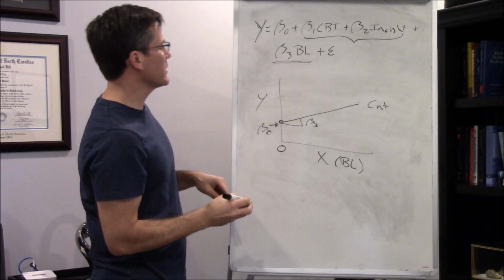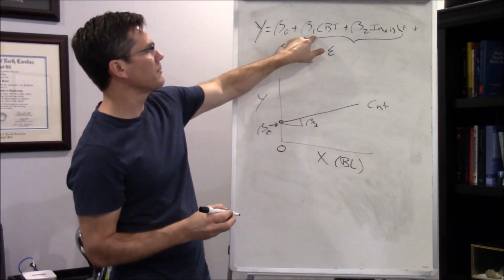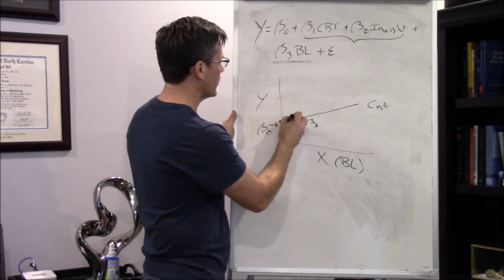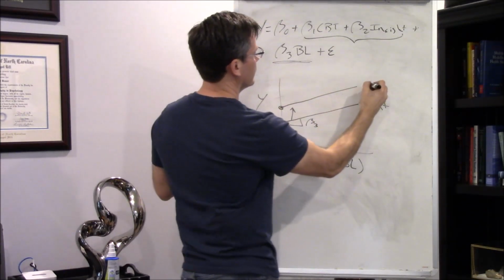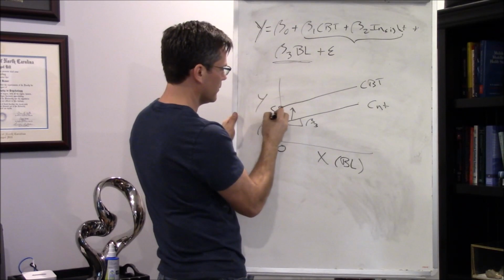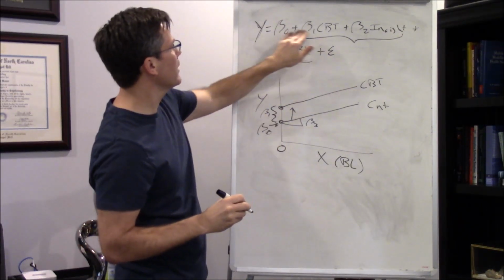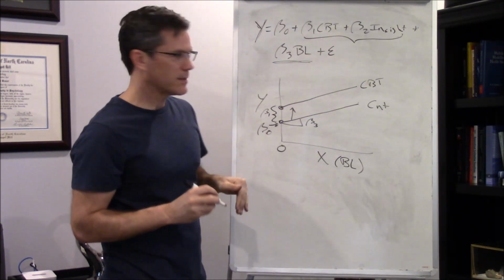Well, what about the CBT group? In the CBT group, we don't start at beta naught. We go beta naught plus beta 1, so we're going to go up beta 1 units. And now we have a regression line for the CBT group, and the difference here is that beta 1. So we get beta naught plus beta 1, and then we have the beta 3 baseline satisfaction.